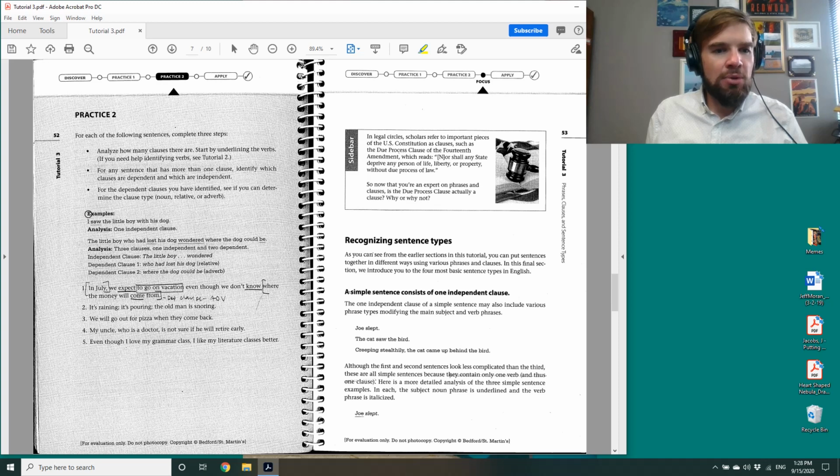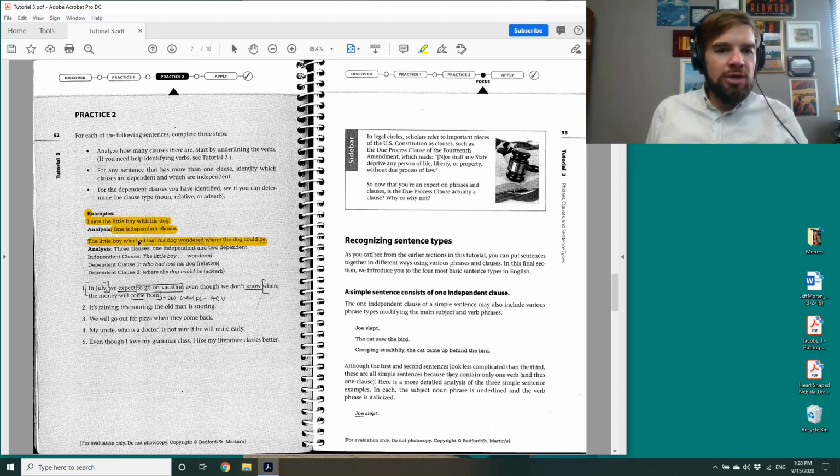So here's, for example, I saw the little boy with his dog. Analysis: this is one independent clause. And here's her explanation. The little boy who had lost his dog wondered where his dog could be. Oh, I'm sorry, these are 2 different examples. Forgive me, you guys. So, I saw the little boy with his dog, one independent clause. I is the subject, saw is the verb, and then the little boy with his dog is all serving as the object noun phrase. It's the thing that I saw.